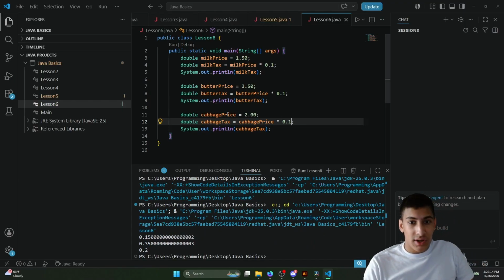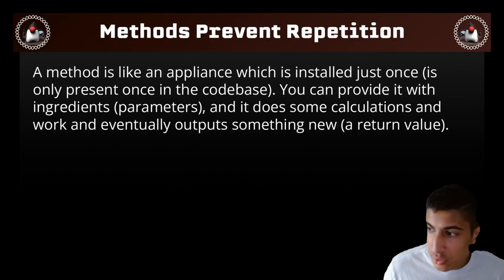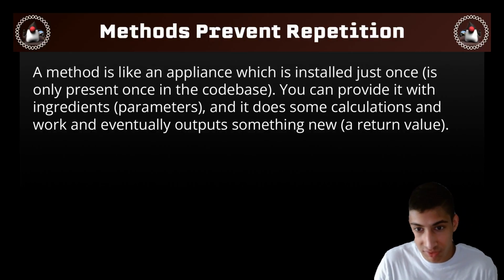And so when you have many dozens of items that you have to do this with, it becomes very tedious changing a detail like the tax rate. So that's why we need methods in order to simplify this process. So now let's go over what a method is.